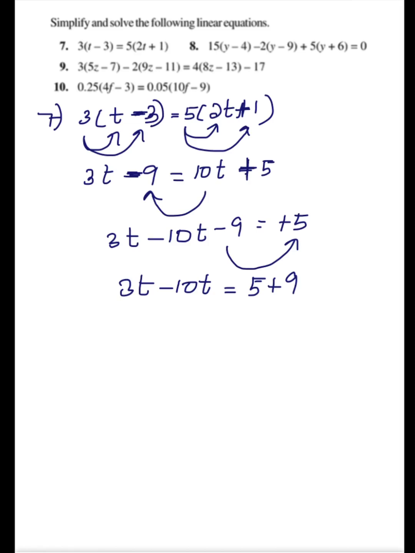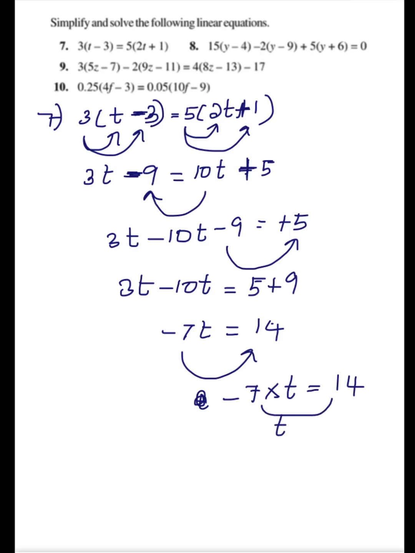Okay. Now what is 3t minus 10t? It's minus 7t. Okay. So minus 7t is equal to, what is 5 plus 9? It's 14. Okay, 14. Now you have to take this minus 7 also to other side. So how will you take this minus 7 to other side? Minus 7t means what? It's actually minus 7 into t. Okay, minus 7 into t. You should be careful about it. Okay, so if minus 7 is taken to other side, it will become divided by minus 7. Okay. Understand? It should not become plus 7.